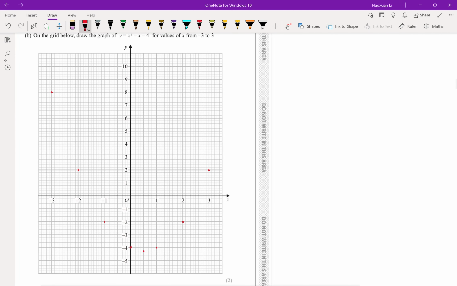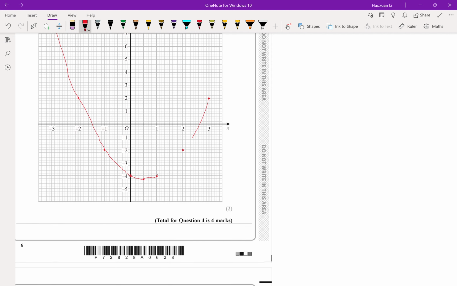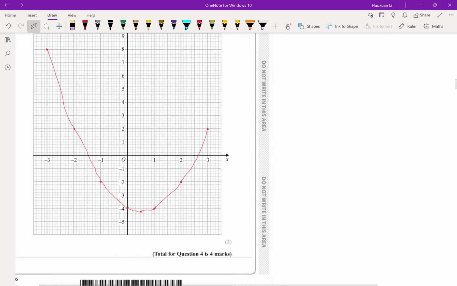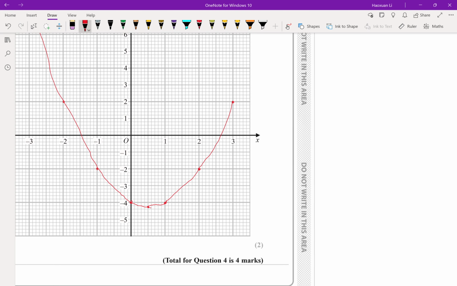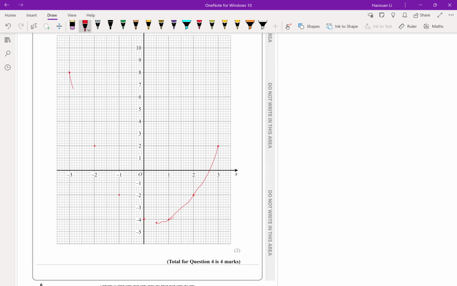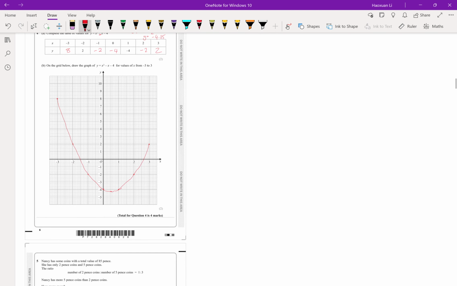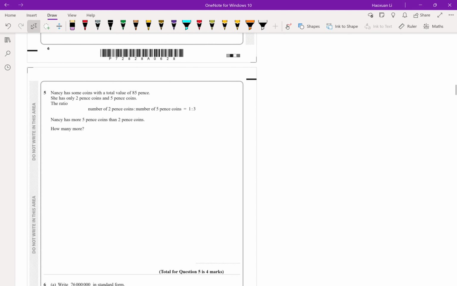So now you just have to join the dots together and make sure it's a curved line. Sorry, it's a little messy drawing, but you just make sure that it touches all of these points. And yeah, that will be another simple 2 marks.